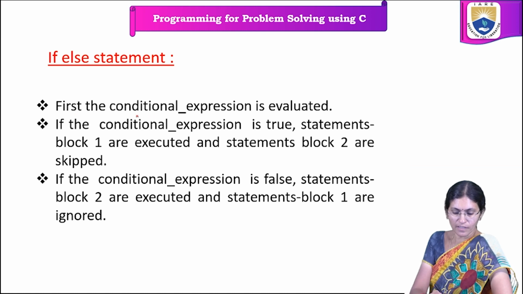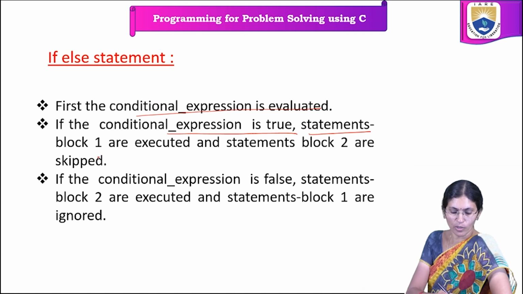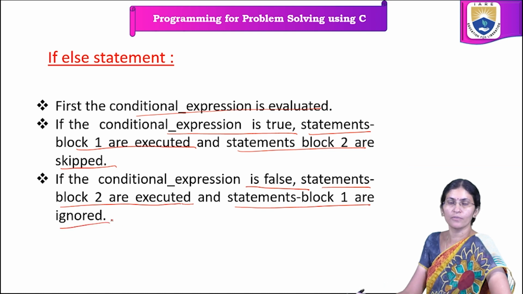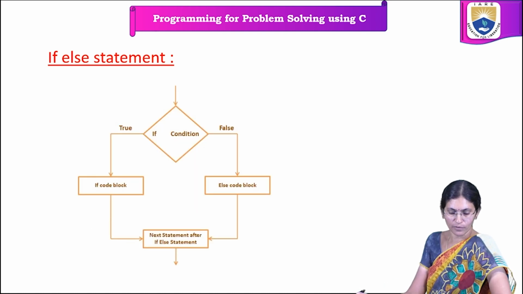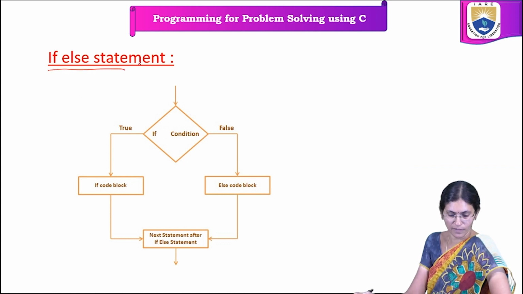So first, the conditional expression is evaluated. If the conditional expression is true, then statements block 1 are executed and statements block 2 are skipped. If the conditional expression is false, then the statements inside block 2, the else block statements, are executed and the if block statements are ignored. So let us see the flowchart for this.